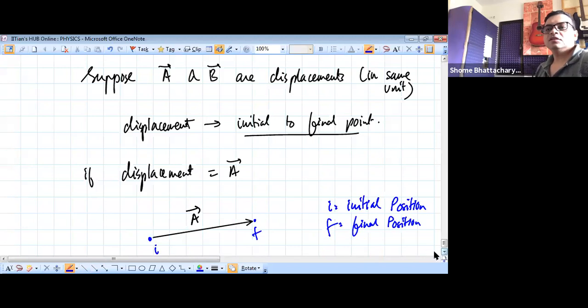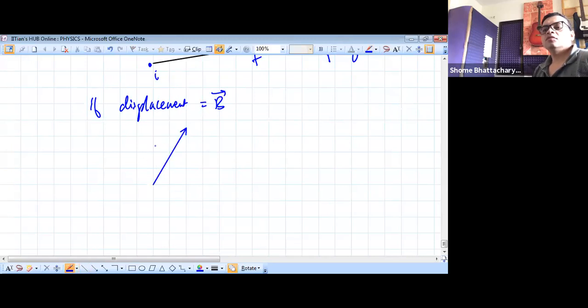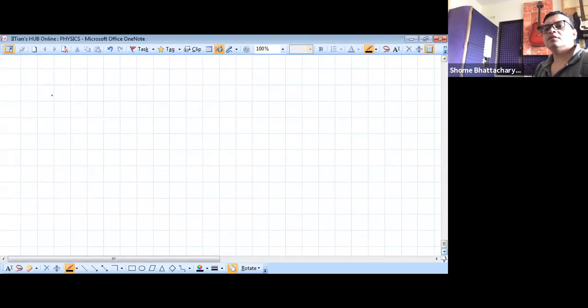Similarly, if my displacement was just equal to B. Okay. Then what that means is कि B vector जो भी है वो किसको join कर रहा है? That is joining whatever my initial position was before making the displacement to whatever my final position is after making the displacement. Okay.